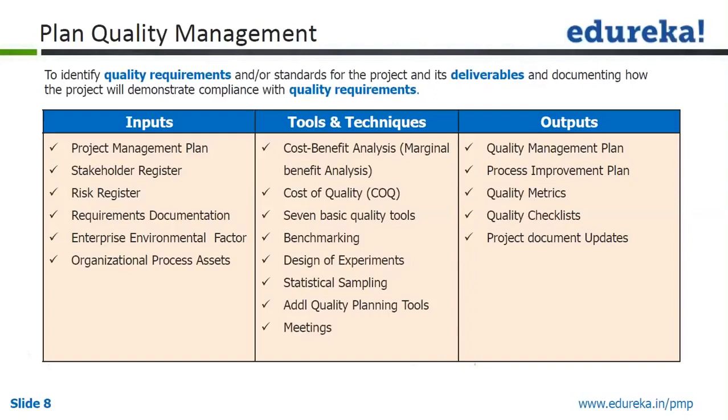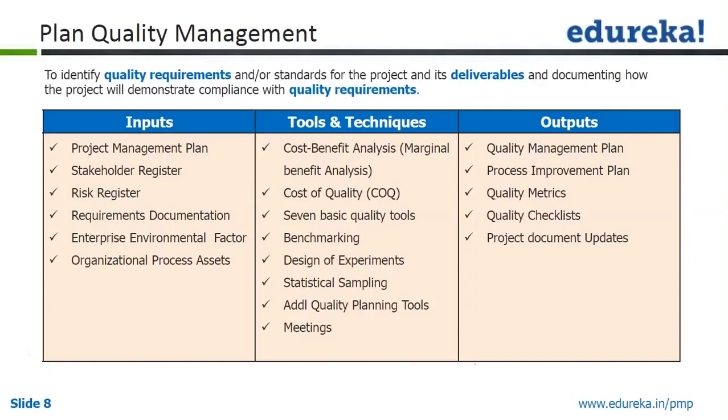Now, essentially, it produces the quality management plan, and it talks about how we go about doing the rest of the two processes, rather, select their tools and techniques, and that is the perform quality assurance and control quality processes.